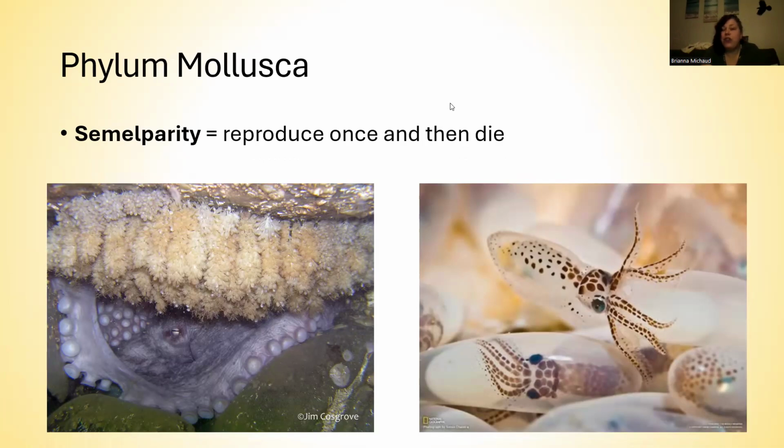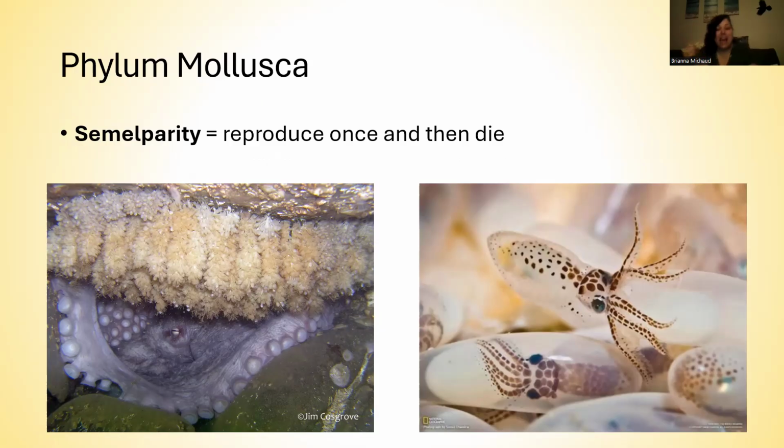Another interesting characteristic of the cephalopods: not all of them have this, but most of them do. They are semelparous. What that means is it is a trait of species where they reproduce one time and then they die. Us, we can reproduce many times, and we may or may not die afterwards. We'll die at some point, but it's not necessarily related.